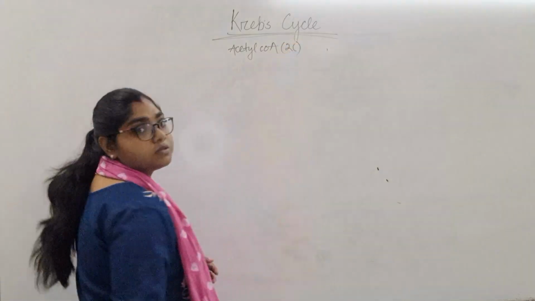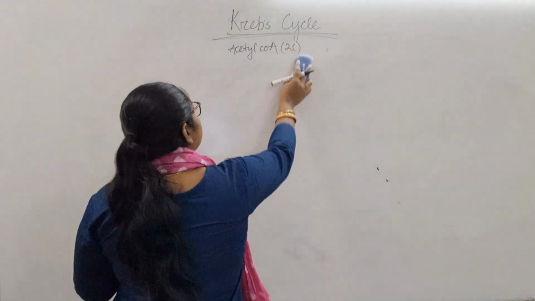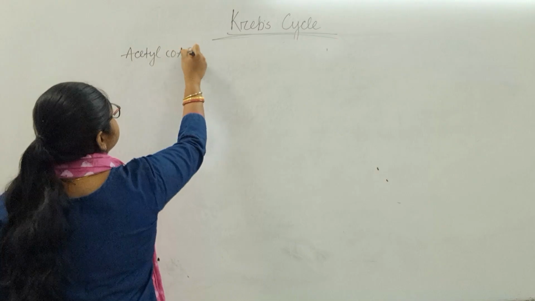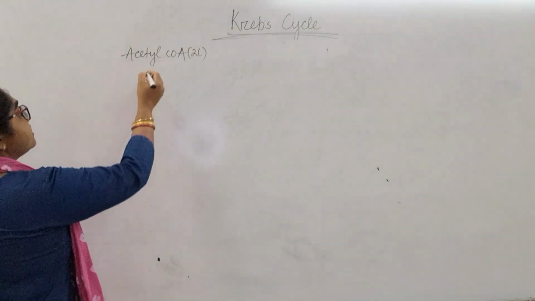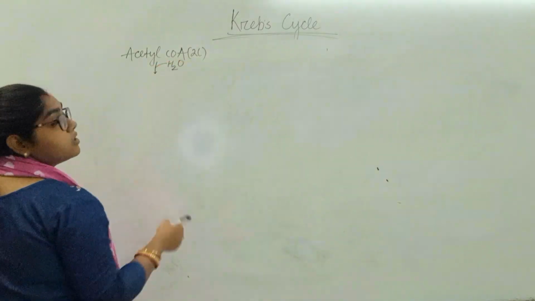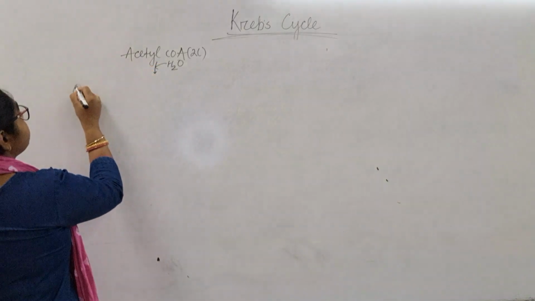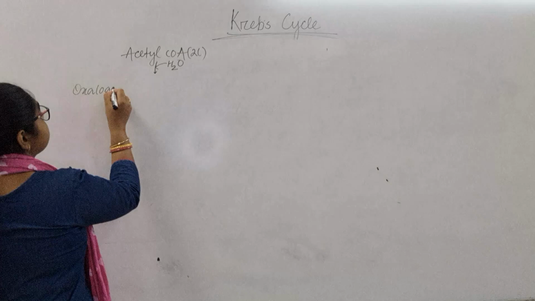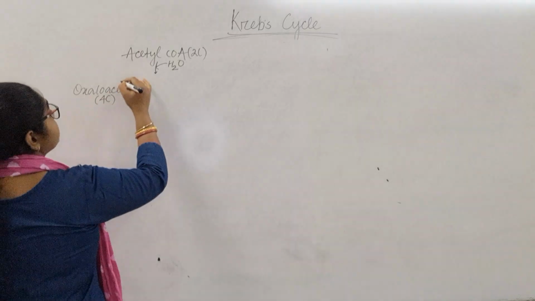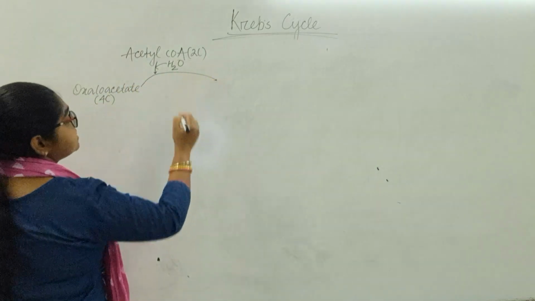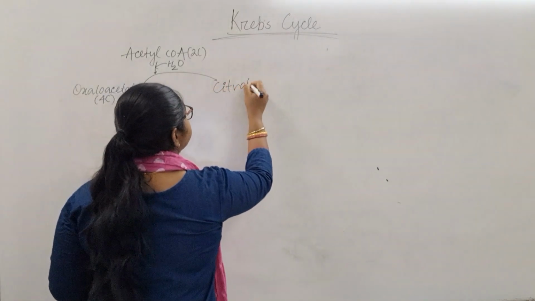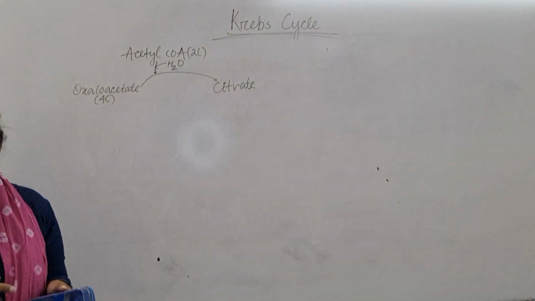Acetyl coenzyme is a 2-carbon compound and a product of the pyruvate dehydrogenase complex, and here it enters into the mitochondrial matrix along with some water molecule. Before it, there is present oxaloacetic acid, or oxaloacetate, which is a 4-carbon compound. So now this oxaloacetate and acetyl coenzyme undergo a reaction and produce citrate.